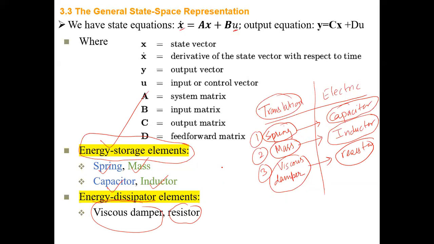Does it make sense? Wait, doesn't the spring and resistor look kind of the same? No. They look like same when you draw them, right?